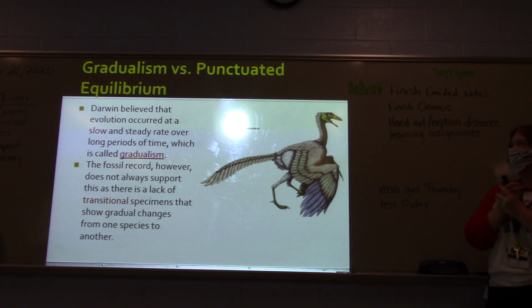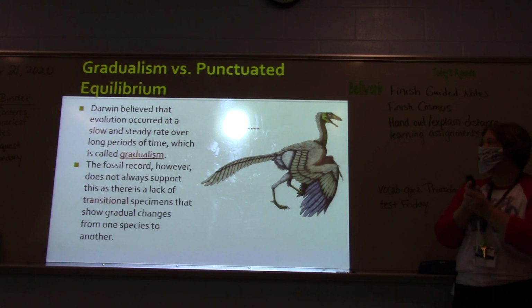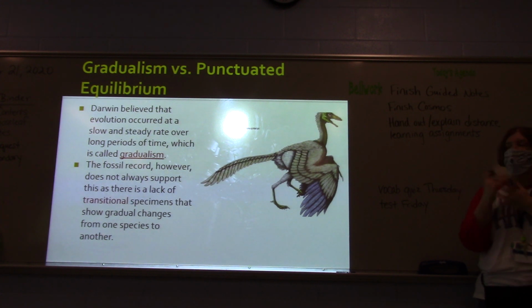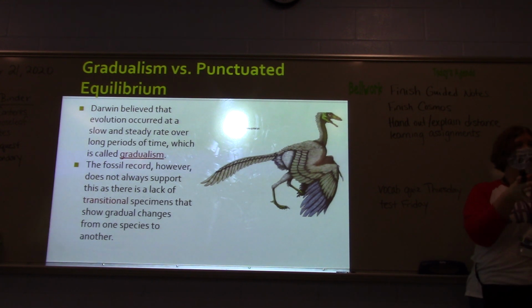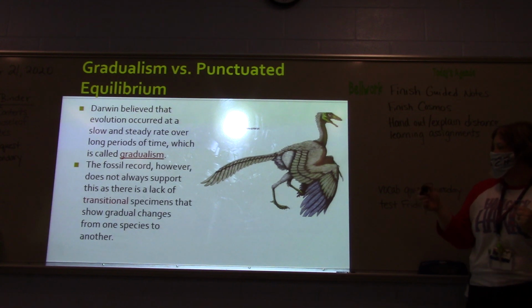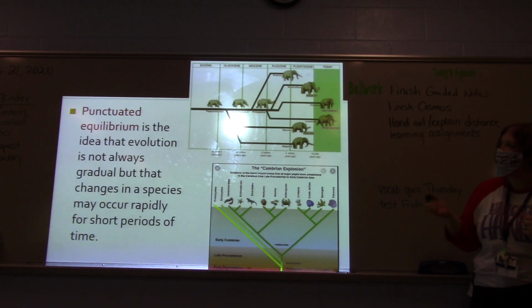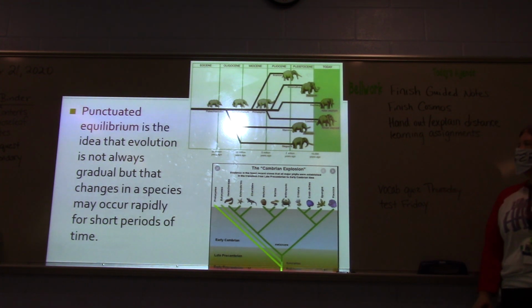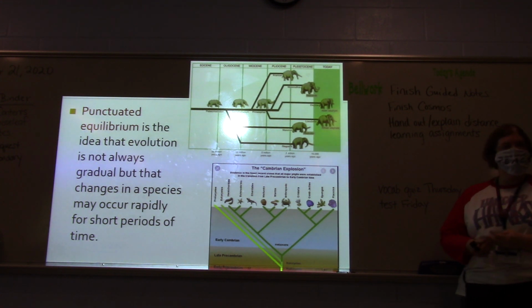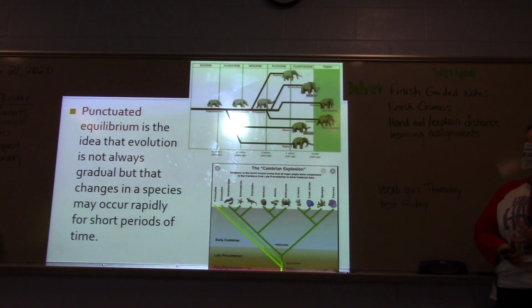So they think that there are some cases where a species evolved rapidly, possibly in response to some catastrophic event where potentially some of them were killed, like this part of the population that had this characteristic, but not the part of the population that had a different characteristic. Okay, and that is called punctuated equilibrium. So the idea is that evolution is not always gradual, but changes can occur rapidly for short periods of time in response to some major event.